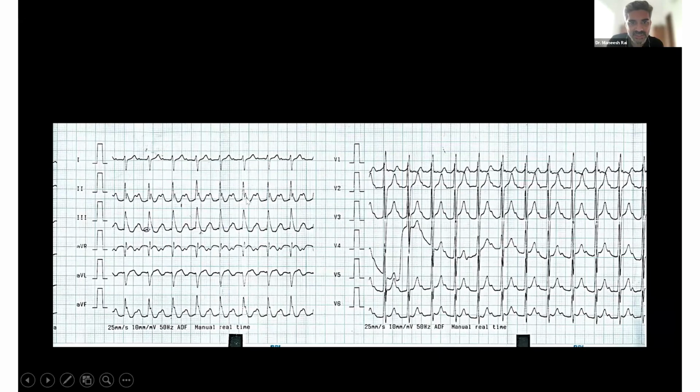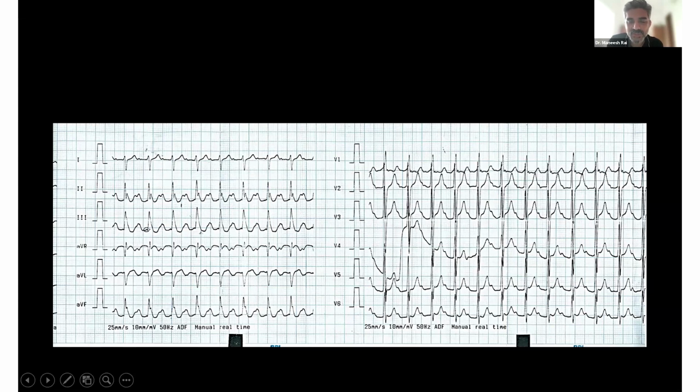Here, if you look closely in lead 2, you can see a notch after the QRS. That is actually a P wave. So actually you have an atrial rate running twice that of the ventricular rate. So this is an atrial tachycardia with 2:1 conduction. So remember, whenever you have P waves exactly in between two RR intervals, you always have to be very careful to look for more P waves.